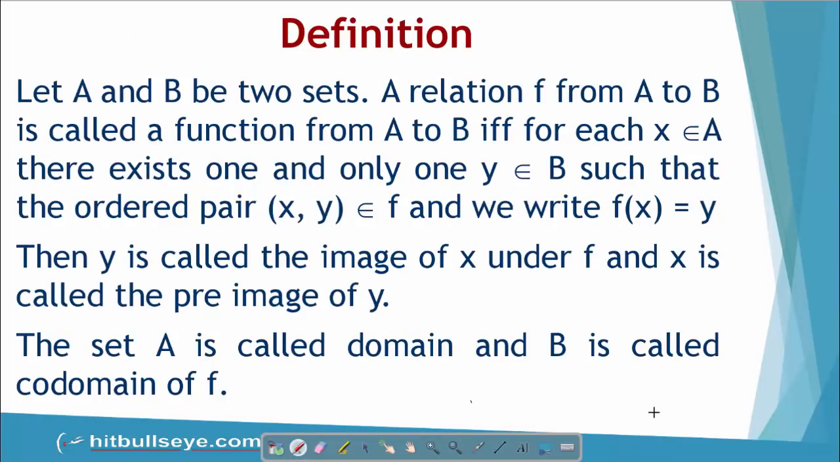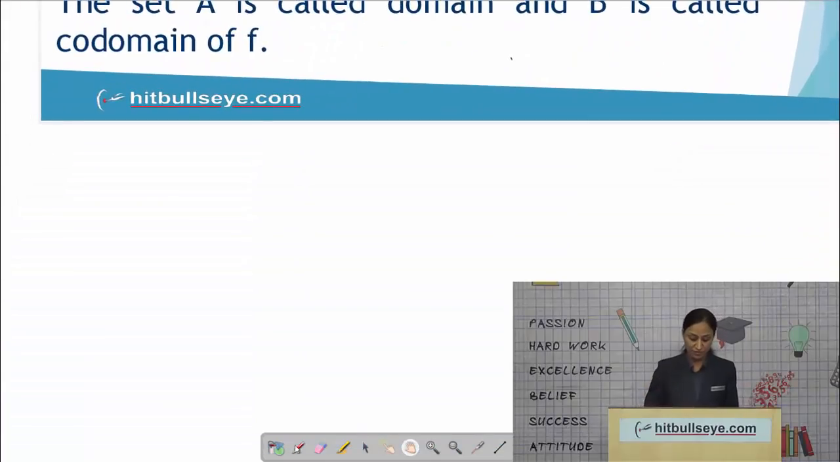Now coming to the definition: a function is a relation from a set A to a set B such that for each x belonging to A there exists one and only one y belonging to B. Now to understand this definition better, let's take its graphical representation.